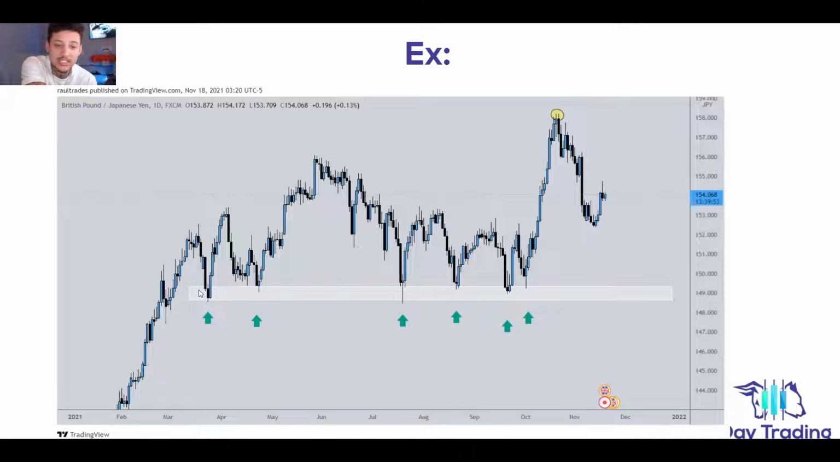Example, right? This is a liquidity pool. So this is an area, right? Notice this box is kind of highlighted here, this gray one. Notice how price, every time it hit this level, had a big move to the upside, and we had big rejection of this level here. This is what we call a liquidity pool.